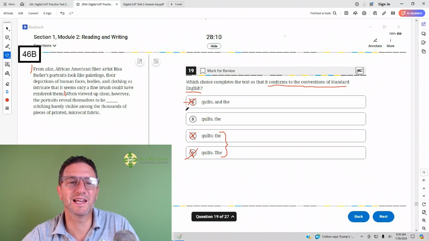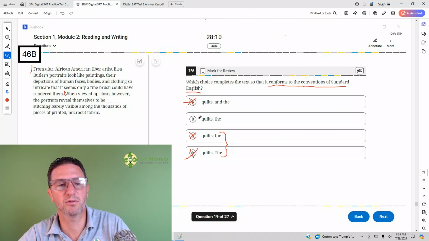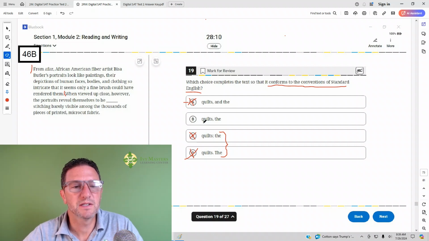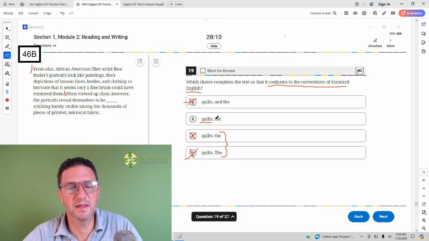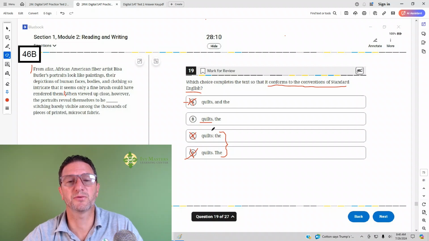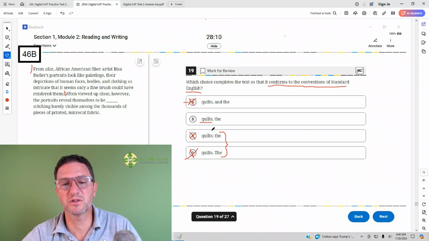You might not like it. I'm going to read it with B in place, and then I'm going to explain a little bit. When viewed up close, however, the portraits reveal themselves to be quilts, comma, the stitching barely visible among the thousands of pieces of printed microcut fabric. So notice this answer choice B, it has quilts in it, and then you've got a comma. After the comma, we have something called an appositive. An appositive is a phrase that defines something or gives some information. Here, after the comma, it just tells you something about the quilts.